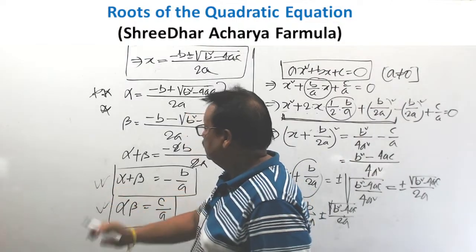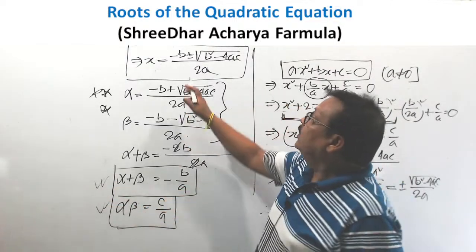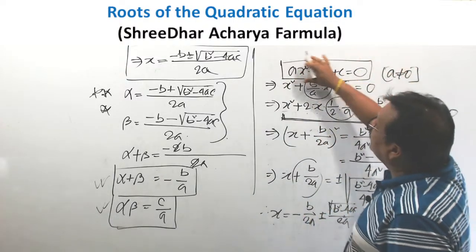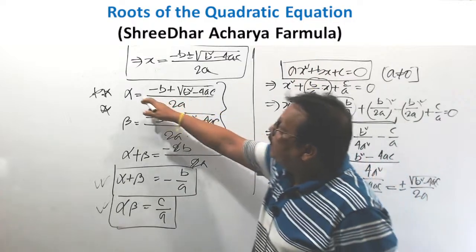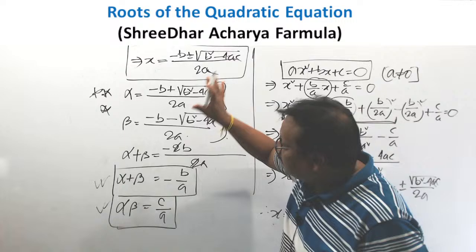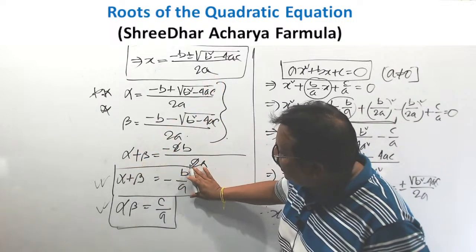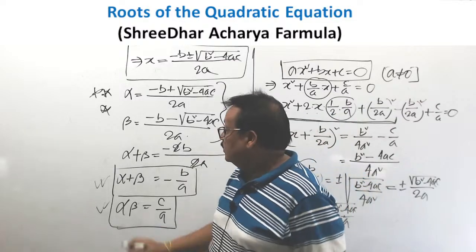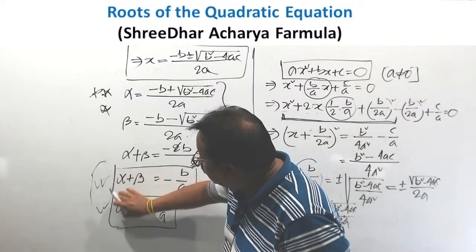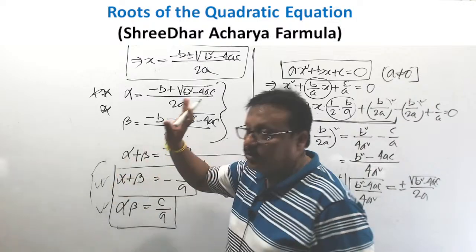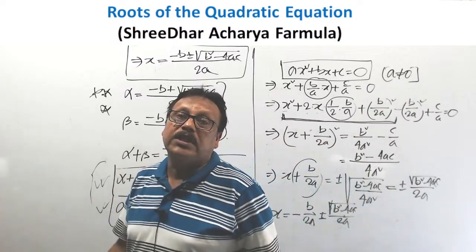Very important. Okay, that is, if ax square plus bx plus c equal to 0, a not equal to 0, is a quadratic equation, and alpha and beta are the 2 roots. These are the 2 roots. Understood? Then sum of the roots is minus b by a, and product of the roots is c by a. This is actually the relation between roots and coefficients. These are the coefficients and these are the roots. This is the relation between roots and coefficients. Understood?